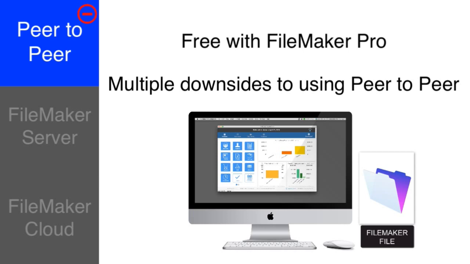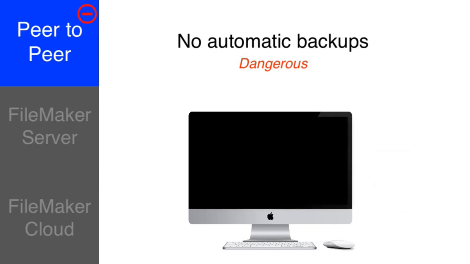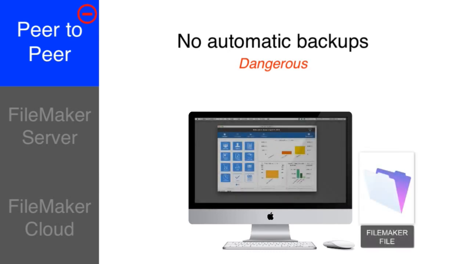First off, with peer-to-peer sharing, there's no automatic backups of your database. This is extremely dangerous because if anything happens, you could lose your database and it could be gone forever. And of course, FileMaker Server and FileMaker Cloud are designed to back up the database automatically.